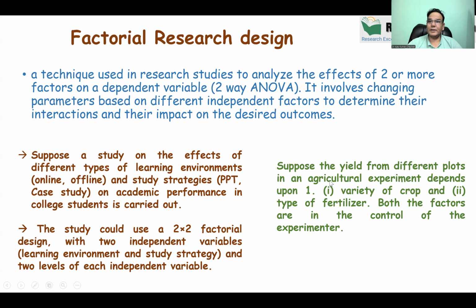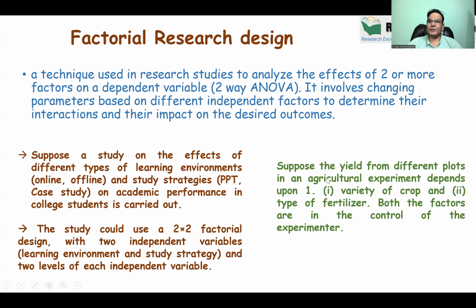Like for example, in this case, green. Suppose the yield from different plots in an agriculture experiment depends upon number one, variety of crop, and number two, type of fertilizer. जो बीज है उसकी क्वालिटी और फर्टिलाइजर की क्वालिटी इस पे डिपेंड करता है. So now you have suppose three types of crop and three types of fertilizer. So this is known as 3x3 factorial design, and you can find out the combination of each type and find out the yield of each type. So this is called 3x3 factorial design.